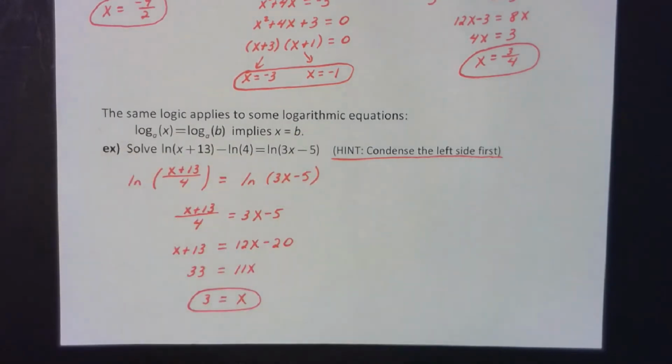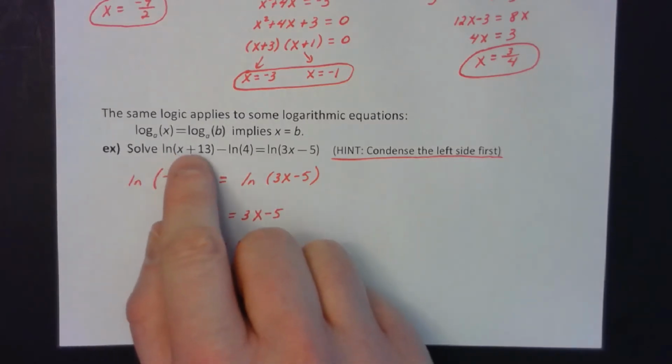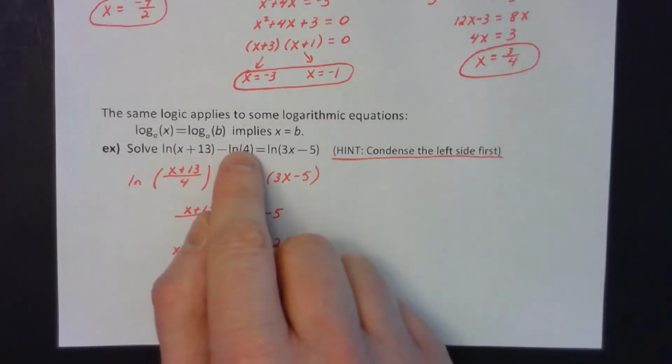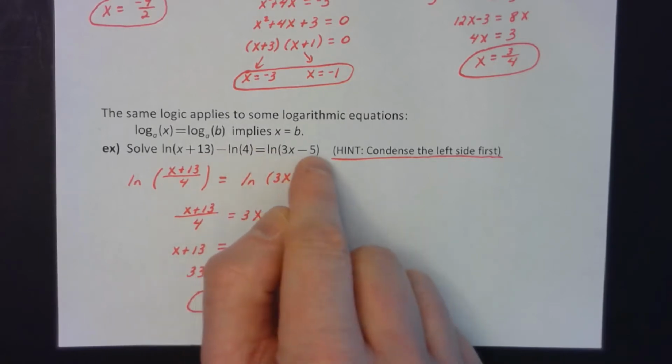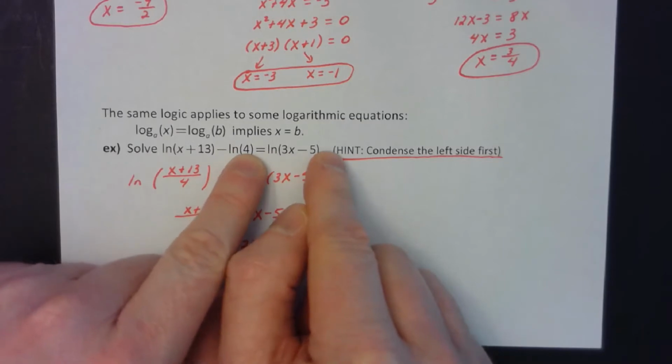So for my equation here, I'm wanting you to solve natural log. Remember, that's log base e. Everything in this problem is log base e. I have the natural log of x plus 13 minus the natural log of 4 is equal to the natural log of 3x minus 5. How can the left-hand side equal the right-hand side?